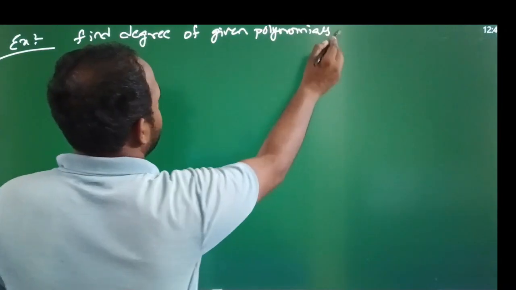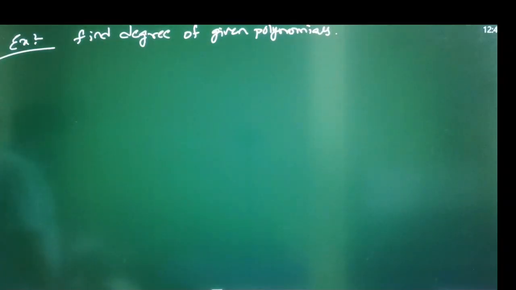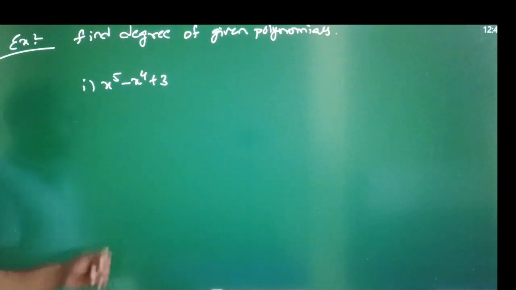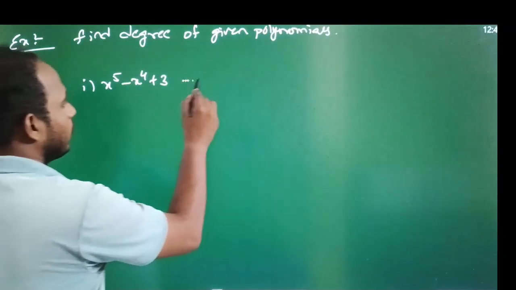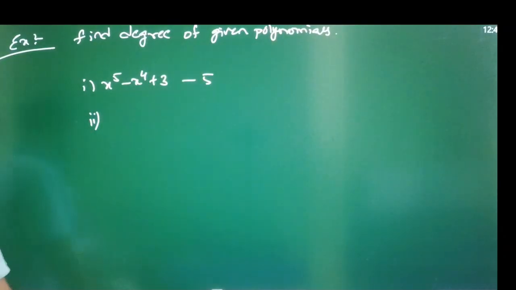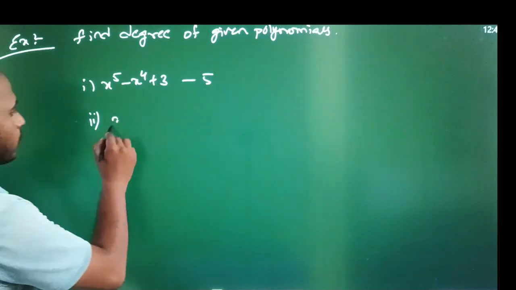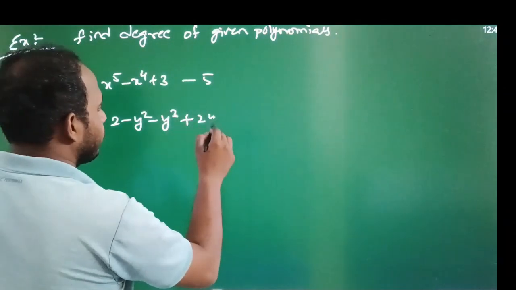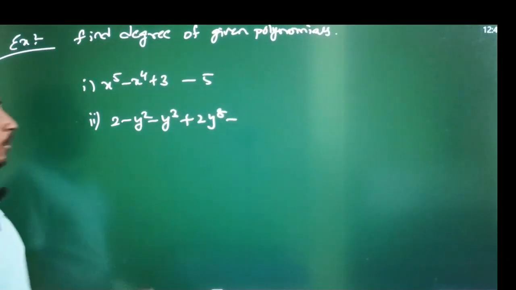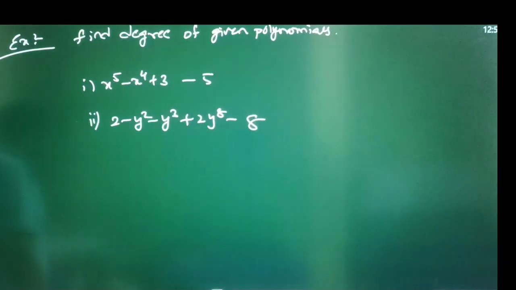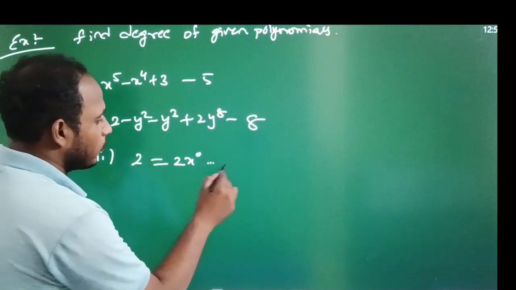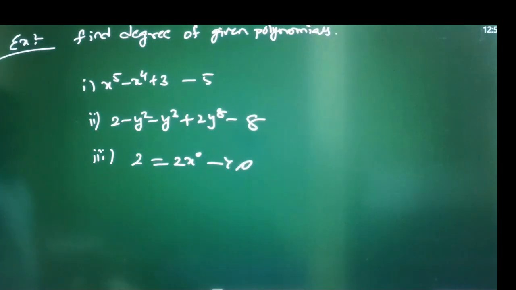Now, next examples. Find the degree of the given polynomials. First one, x power 5 minus x power 4 plus 3. Here the highest power is 5, so the degree is 5. Second one, 2 minus y square minus y cube plus 2y power 8. Here the highest power is 8, so the degree is 8. Next one, 2 can be written as 2 into x power 0. So the degree is 0.